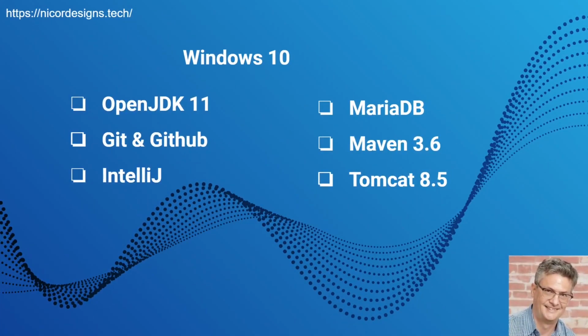This slide shows the development environment that we will be using for the course. Java is of course runnable on most modern operating systems, and Windows 10 can be swapped out easily for macOS, Unix, or Linux. We will look at separate installation and configuration videos after this tutorial for downloading, installing and setting up OpenJDK 11, Git and GitHub, IntelliJ, MariaDB, Maven, Tomcat 8.